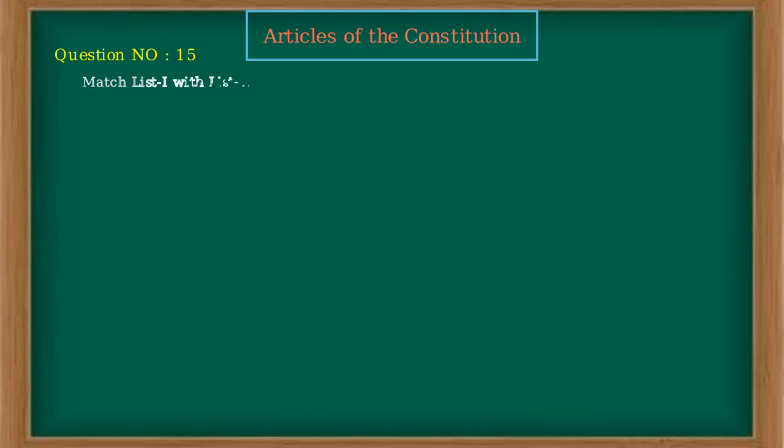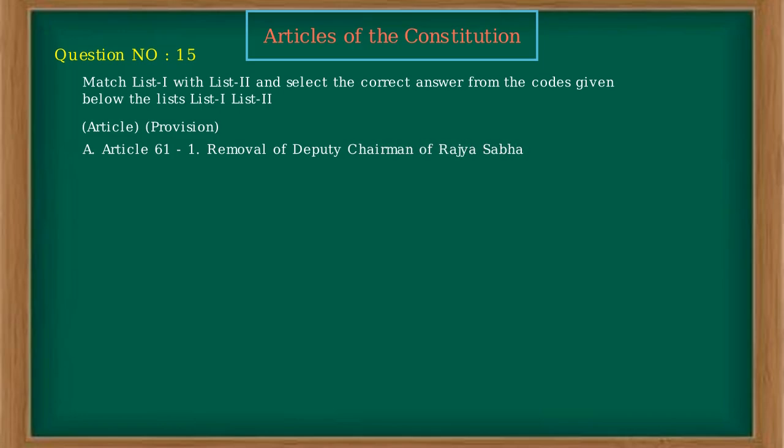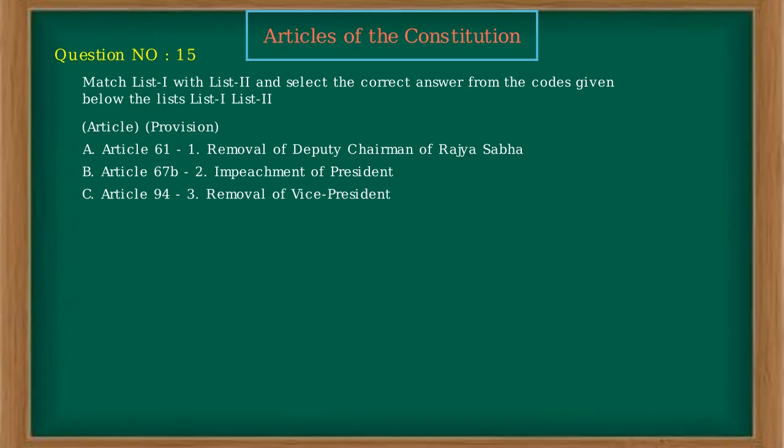Match list I with list 2 and select the correct answer from the codes given below the lists. List I: Article. List 2: Provision. A. Article 61, 1. Removal of Deputy Chairman of Rajya Sabha. B. Article 67b, 2. Impeachment of President. C. Article 94, 3. Removal of Vice President. D. Article 90, 4. Removal of Speaker.